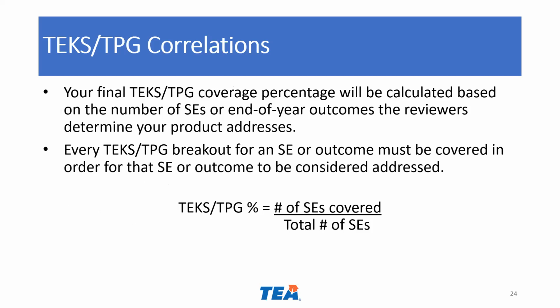The TEKs or TPG percentage is calculated based on the total number of student expectations or end-of-year outcomes that are addressed. An SE or outcome cannot be partially addressed, so every breakout for an SE or outcome must be addressed in order for you to get credit for that standard.